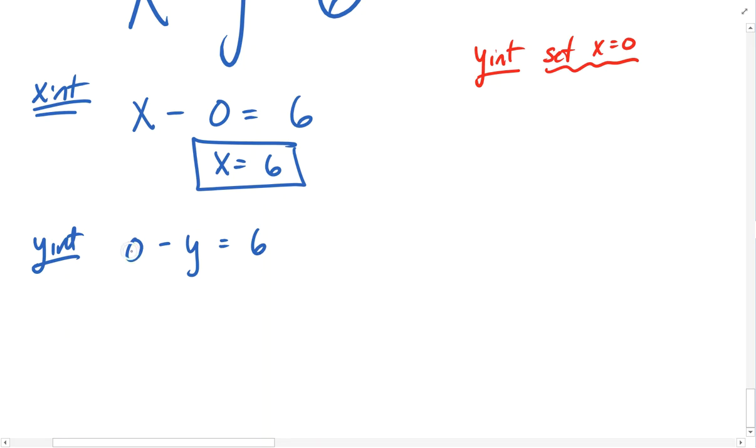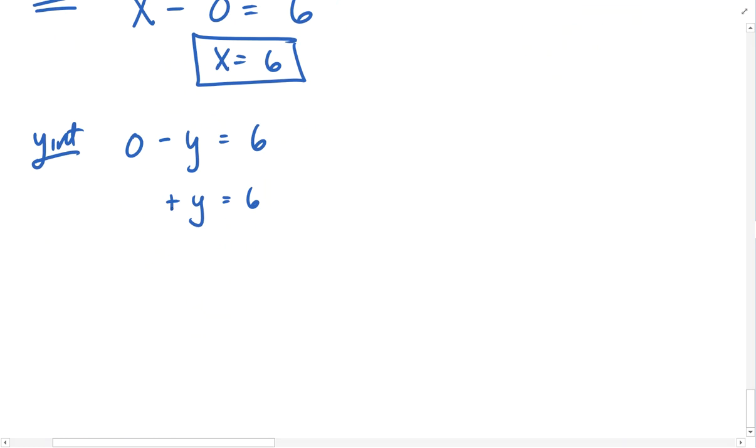Well, that's kind of interesting because if we have 0 minus y equals 6, that's like saying that a negative y is equal to 6. And I could multiply both sides by -1, or I can just simply change the signs at this point. If I change y from a negative to a positive, then that means I have to change 6 from a positive to a negative. We'll just change the signs here. And we've got y equals -6.